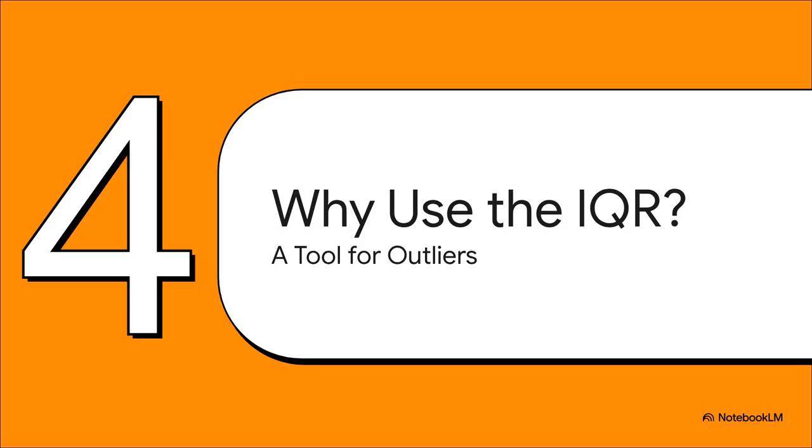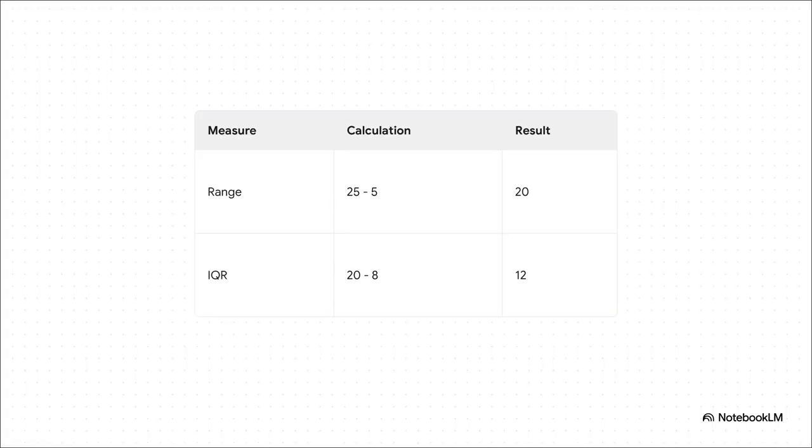Okay, so we've got a number and we've got a picture, but why is this so much better than just finding the simple range from the smallest number to the biggest? Well, this next part is where the IQR really shows its true power. So if we look at our original clean set of numbers, the total range, that's just the max minus the min, is 20. And we already know the IQR is 12. So, they both give us some idea of how spread out the numbers are.